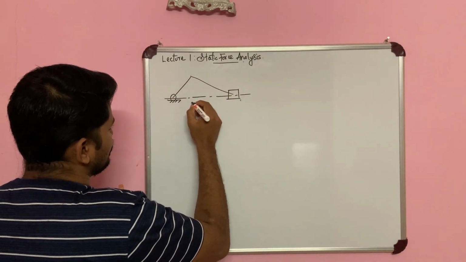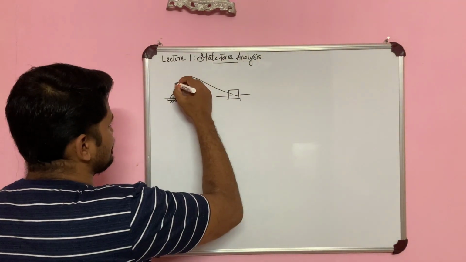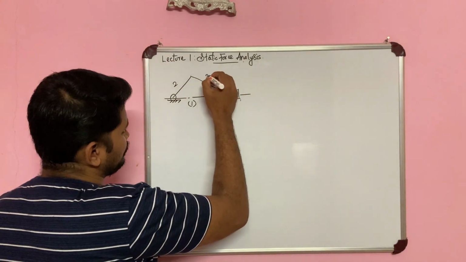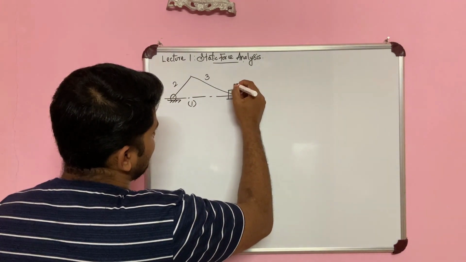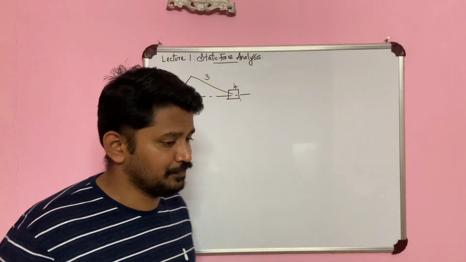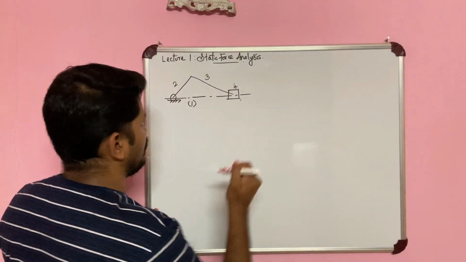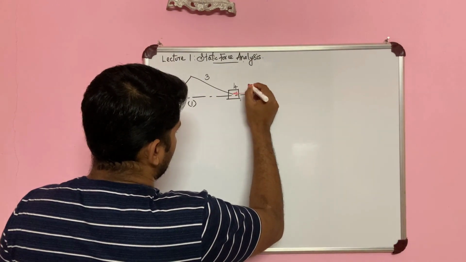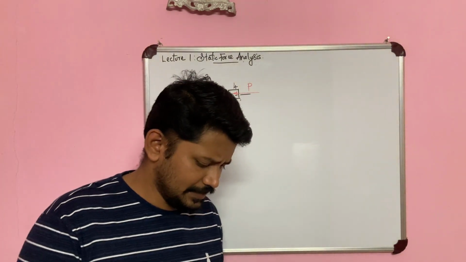Right, so this is my first link, which is my fixed link. This is my crank. This is my second link. Connecting rod is my third link, and slider is my fourth link. So I have 4 links in this mechanism. Right, now I have one applied force P, which is acting on this slider crank mechanism.